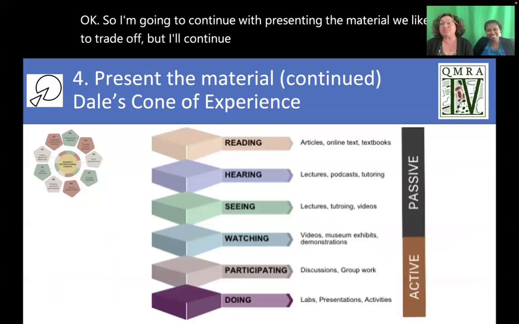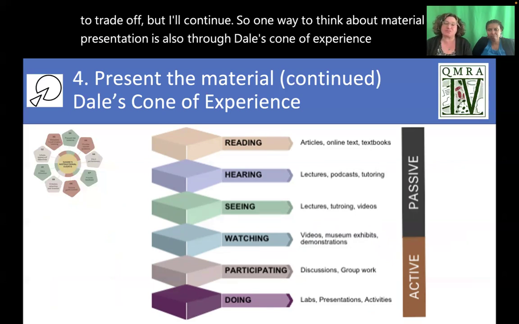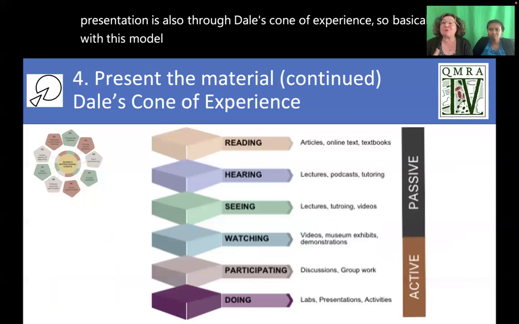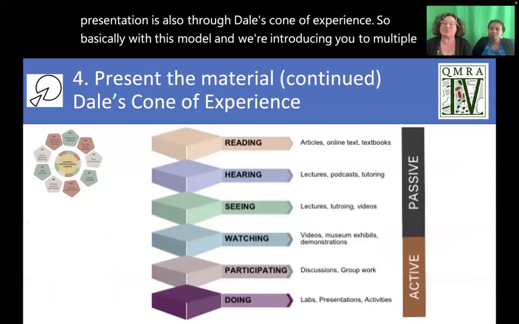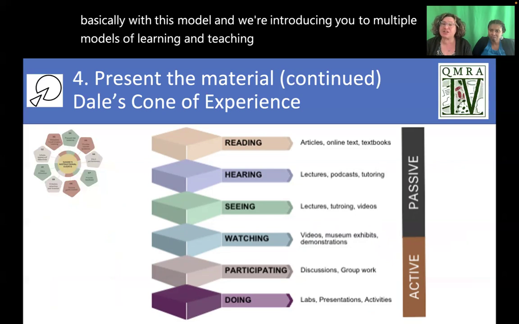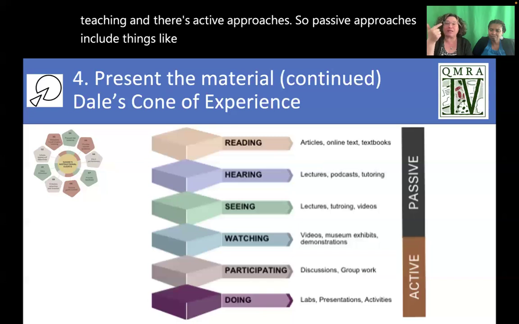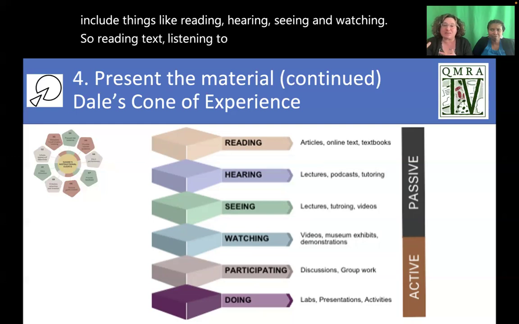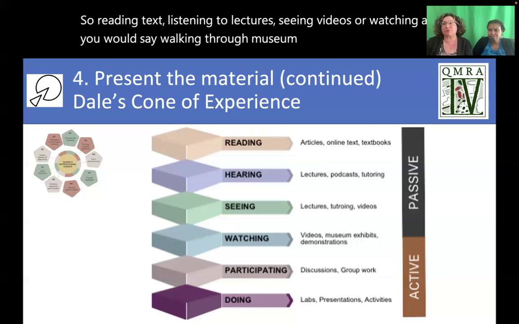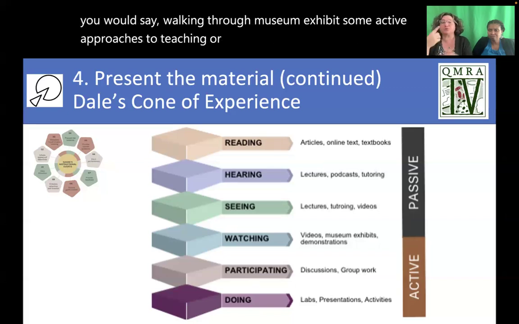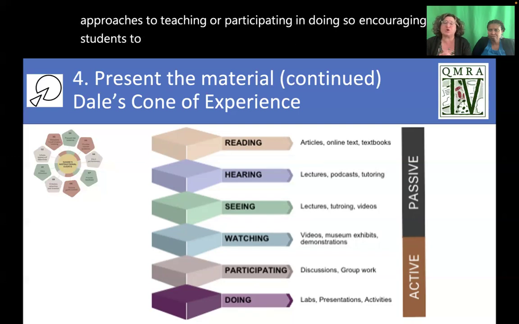So one way to think about material presentation is also through Dale's cone of experience. With this model, and we're introducing you to multiple models of learning and teaching, there are passive approaches to teaching and there are active approaches. Passive approaches include reading, hearing, seeing, and watching. So reading text, listening to lectures, seeing videos, or watching, as you would, walking through a museum exhibit. Some active approaches to teaching are participating and doing. So encouraging students to engage in discussions or to problem solve, say in a lab.